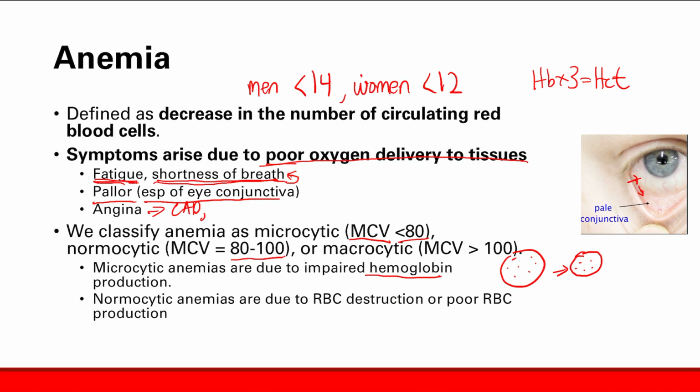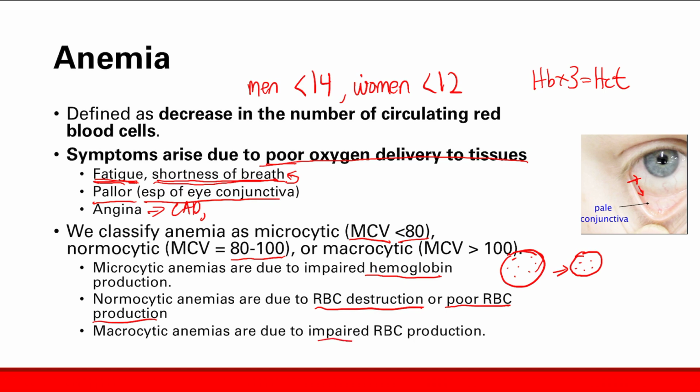Next is a normocytic anemia. There's no problem in the hemoglobin. The concentration is the same. The reason you get fewer red blood cells is destruction of red blood cells, or poor production. So you're either getting destroyed, or you're just not making them. Then you get a normocytic anemia. There's no problem with the ratio of red blood cells to hemoglobin. It's more that red blood cells and hemoglobin are both getting destroyed or not getting made.